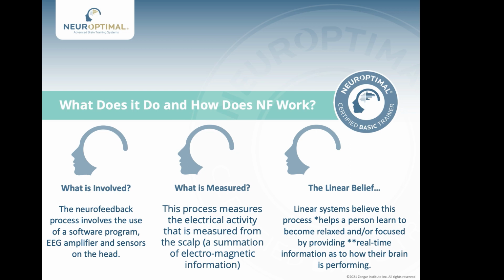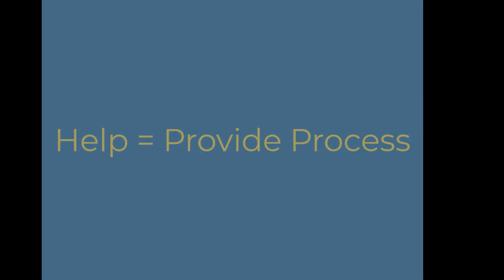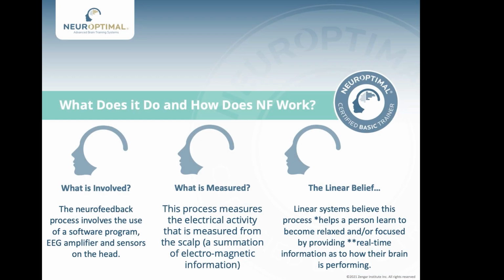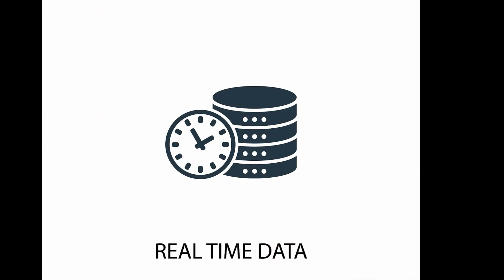So in a linear system, they believe they are going to help the person learn to become relaxed and focused, because they believe in states. They believe that when you fall asleep at night, you're in a relaxed state, and therefore you are only producing very specific frequencies. Same with focused state. And they also believe they are giving real-time information on how the brain is performing.